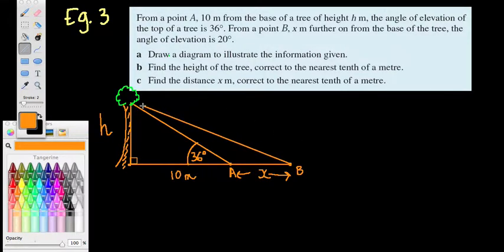So I'm going to join point B to the top of the tree again. That's my line of sight from B. And the angle of elevation here is actually 20 degrees. You can see the further away you get from the tree, the lower the angle is. If you are really close to the tree here, you'll have a really big angle, your line of sight. You'll be looking up quite high, won't you?